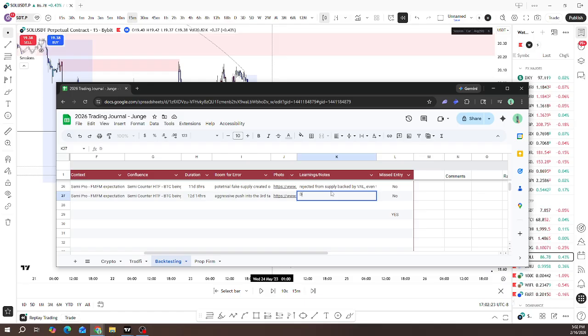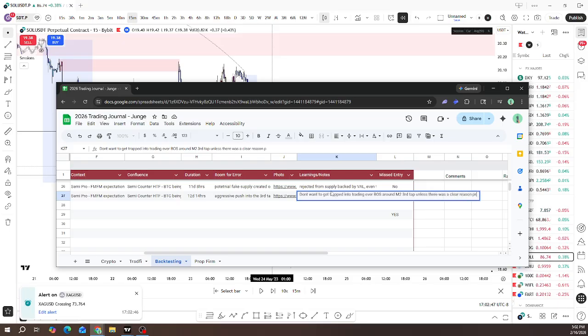I would say a takeaway from this is that you don't want to get trapped into trading every break of structure around model 2 or third tap, unless there was a clear reason price may have wanted to come back lower again.